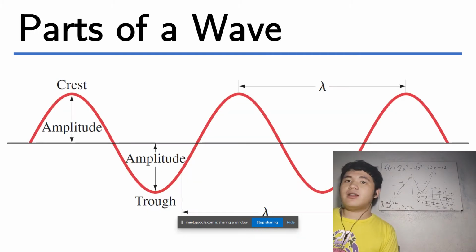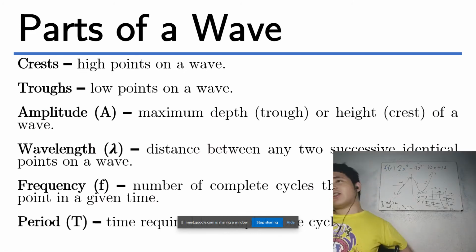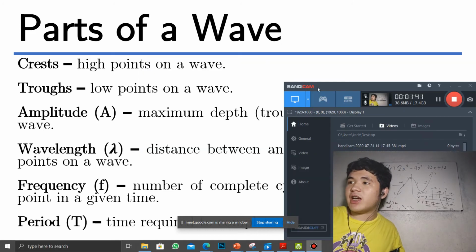Next. Parts of a wave, crest, trough, amplitude, and wavelength, no? As seen here. Crest and troughs. Crest, high points. Troughs, low points. Amplitude, maximum depth or height ng wave. Wavelength is the distance between any two identical points on the wave, no?